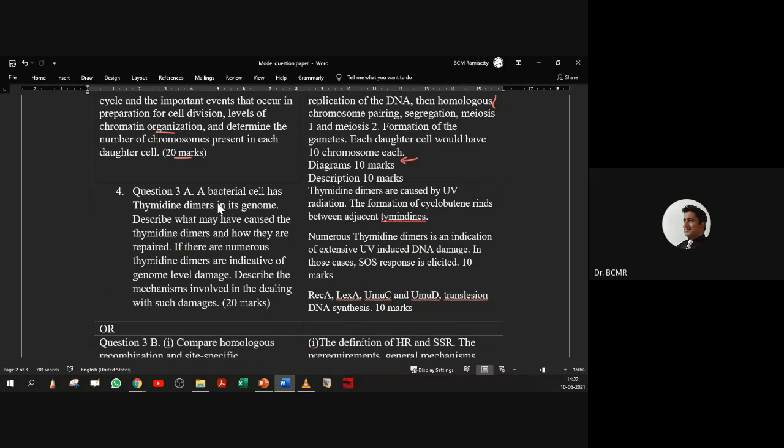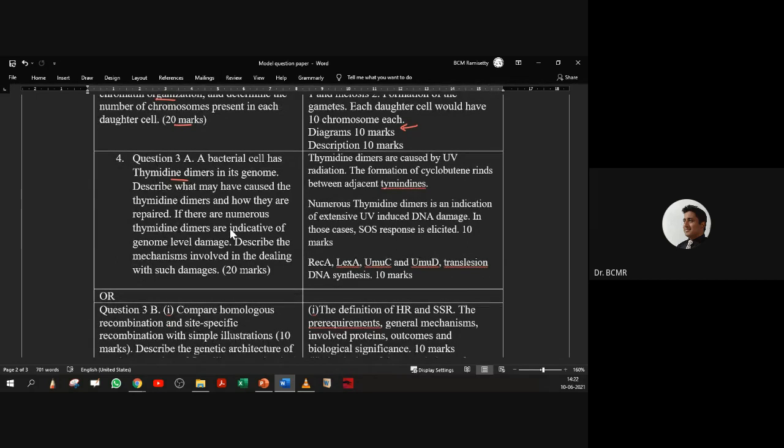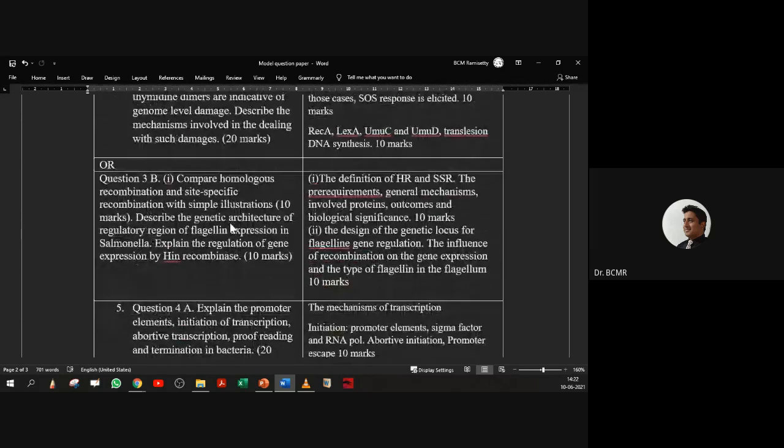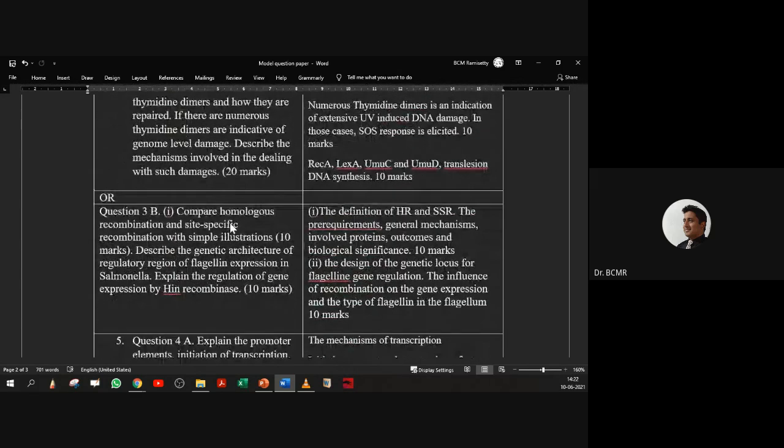This is a question which needs a little bit of thinking. Thymidine dimers, you should know what would have caused the thymidine dimers. That's UV light and something like that. Cyclobutane rings, you should be able to say, and then how it gets repaired and so on. So I hope you see that the questions are pretty straightforward. If you understand what is happening, then why something could happen or what will happen because of some other event, then you can always answer it properly.